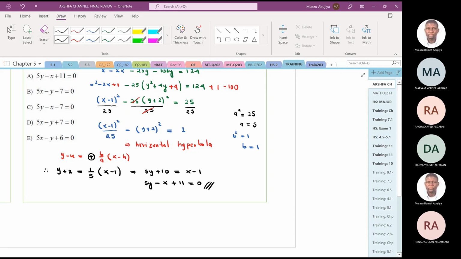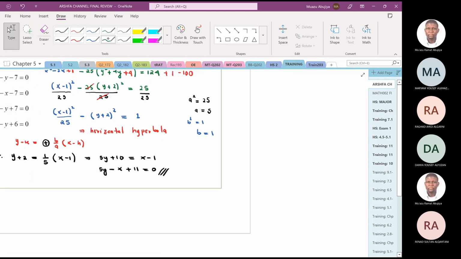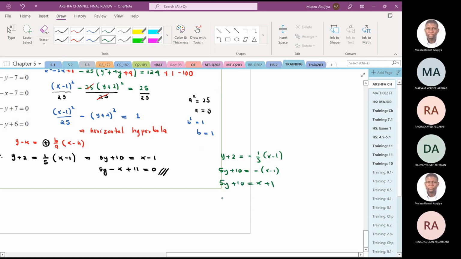And that is the equation of the asymptote with the positive slope. Remember, the question did not ask for the negative slope. But if we check for the negative slope, maybe there is going to be an answer. For instance, let us try and see. If it is negative slope, we have y plus 2 equal to minus 1 over 5 into x minus 1. Now multiply through by 5. So we have 5y plus 10, which is going to be minus x minus 1. Open the bracket. We have 5y plus 10 is equal to minus x plus 1. Bring x here. We have x plus 5y, and then bring this one here, plus 9 equal to 0.